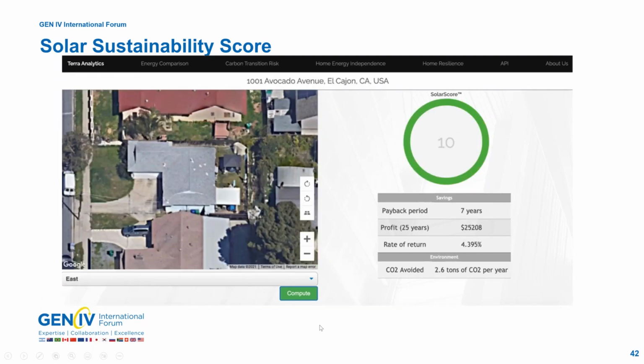By contrast, things are very different in California. So in California, if you were to put solar panels on the entirety of this area of the roof, you'd pay back that system in only 7 years. And the reason for that is because the cost of electricity in El Cajon, California is really high. And so relatively speaking, this is a pretty decent investment from an economic perspective. Over the course of 25 years, you'd expect a $25,000 profit, and that's an annualized rate of return of about 4.4%. So not bad at all.